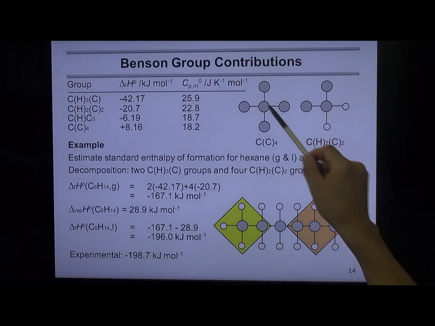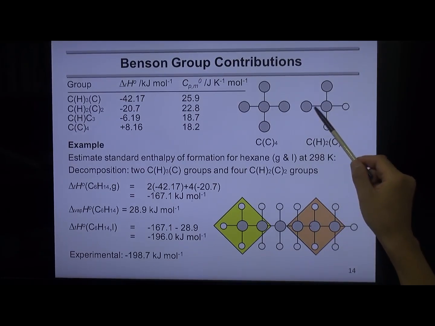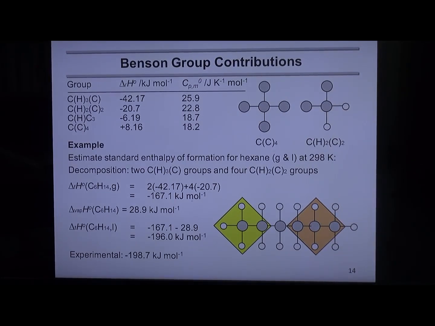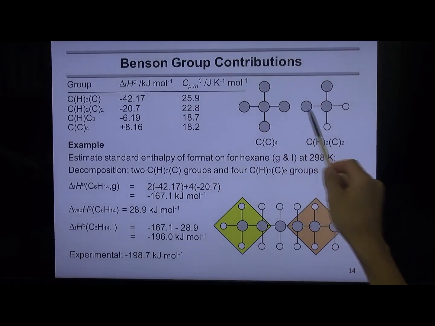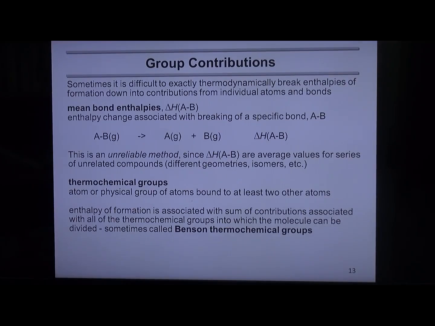Here, all 4 of them are the same, right? But in this case, there are 2 hydrogen atoms, so it would affect the 2 C-C single bonds. Since this is the case, depending on the connections, depending on the bond, the contribution of each atom or each bond would be different, right? We need to consider that. That's the group contribution, or we call it Benson thermochemical groups.